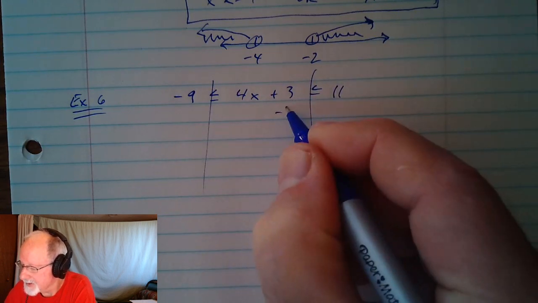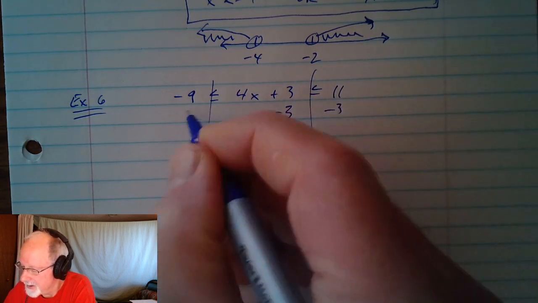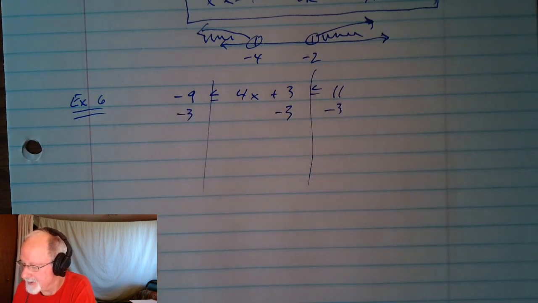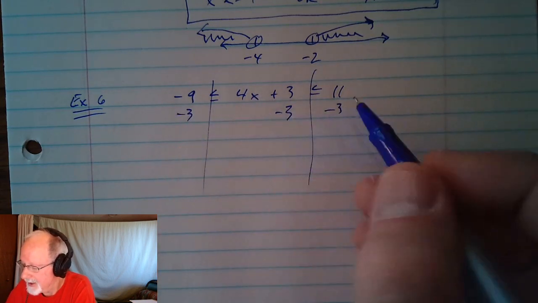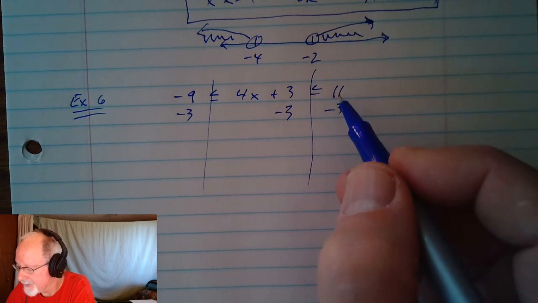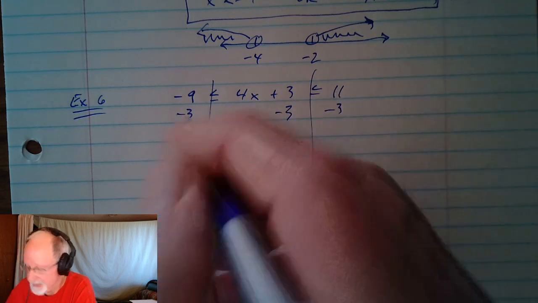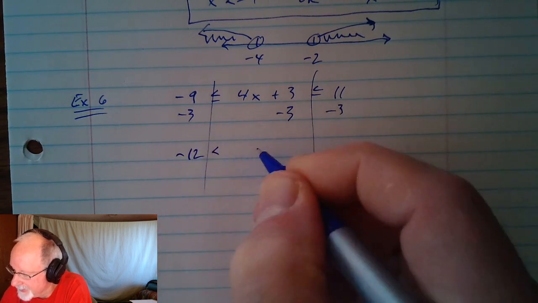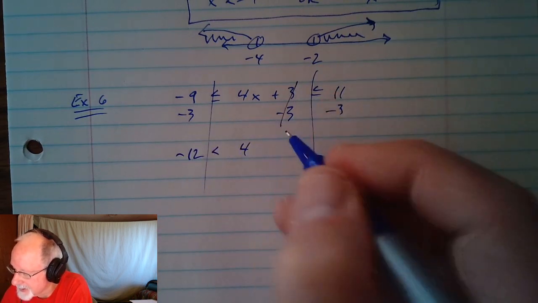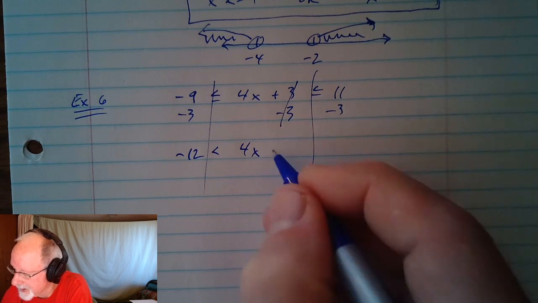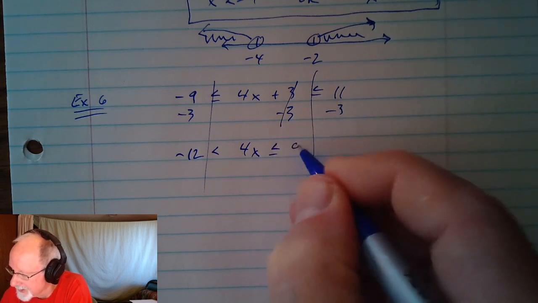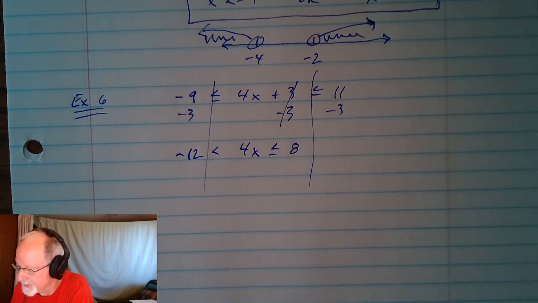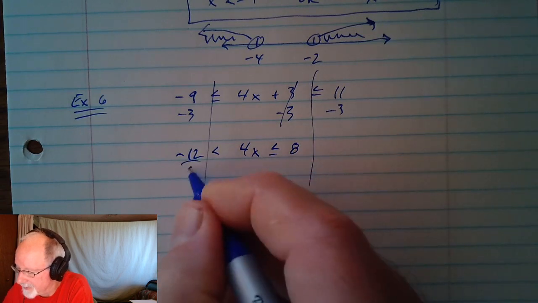So I'm just going to subtract 3 from all 3 columns. I'm going to subtract it from the middle, and then what I do to the middle, I have to do to the right and the left side. So then I get a negative 12 over here on the left. The 3's cross out, and I get just a 4x in the middle. And then I get a positive 8 when I do 11 minus 3. And then I divide away the 4.